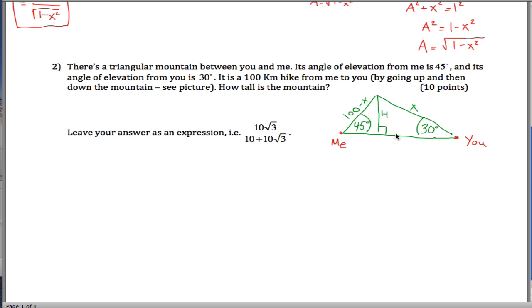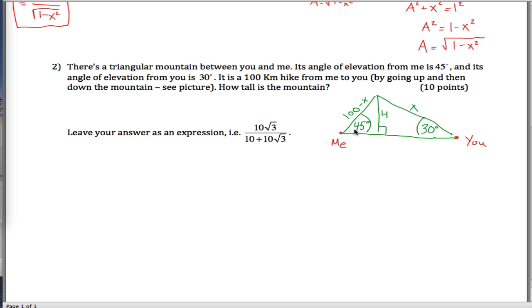If you draw your picture like this, it makes this problem a little bit easier to solve. I wanted to help you a little bit because it's a hard problem, but I don't want to help you too much because it's identical, or very similar, to problems that were on the homework. And lastly, I want you to leave your answer as some mess like this.